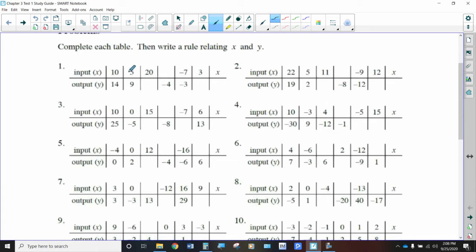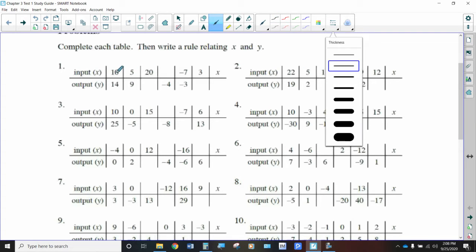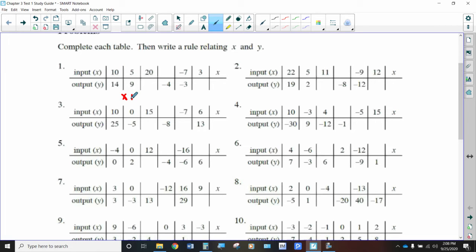Generally, what I look for is see if you can just do it in one step. So in a case like this, 10 becomes 14, 5 becomes 9, and -7 becomes -3. In each one of those instances, we are increasing the value of x by 4. So the rule has to be that the value for y, the output, has to be whatever x is, 10 plus 4, 5 plus 4, -7 plus 4, and with that we can complete the rest of it.